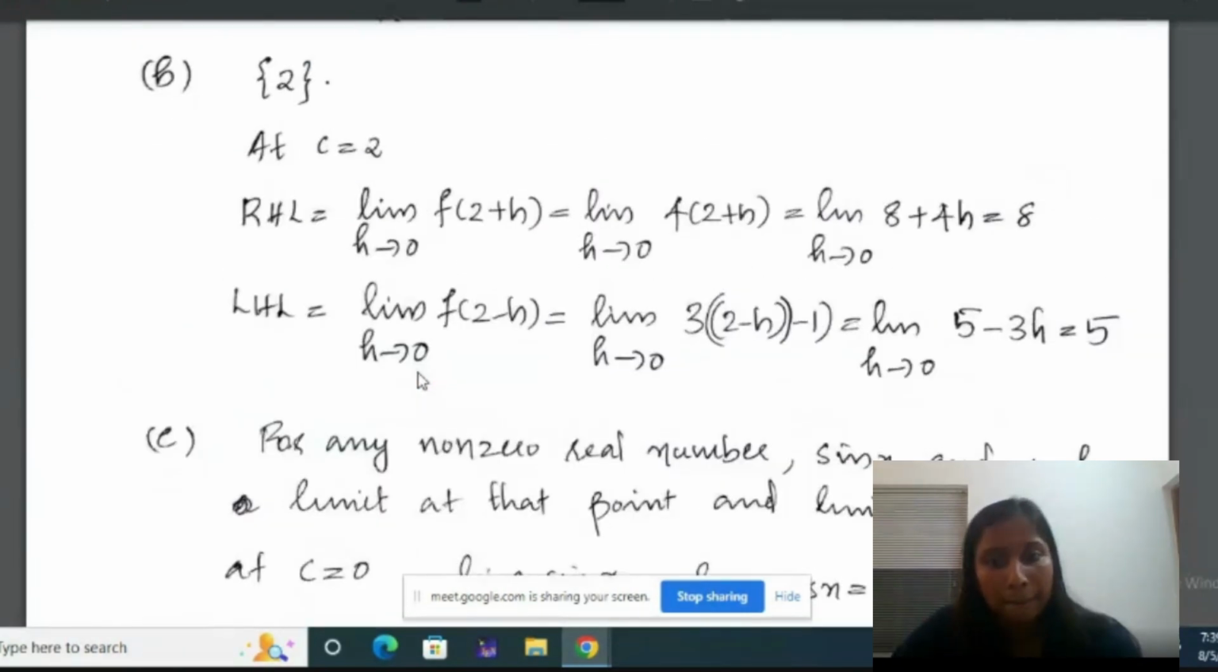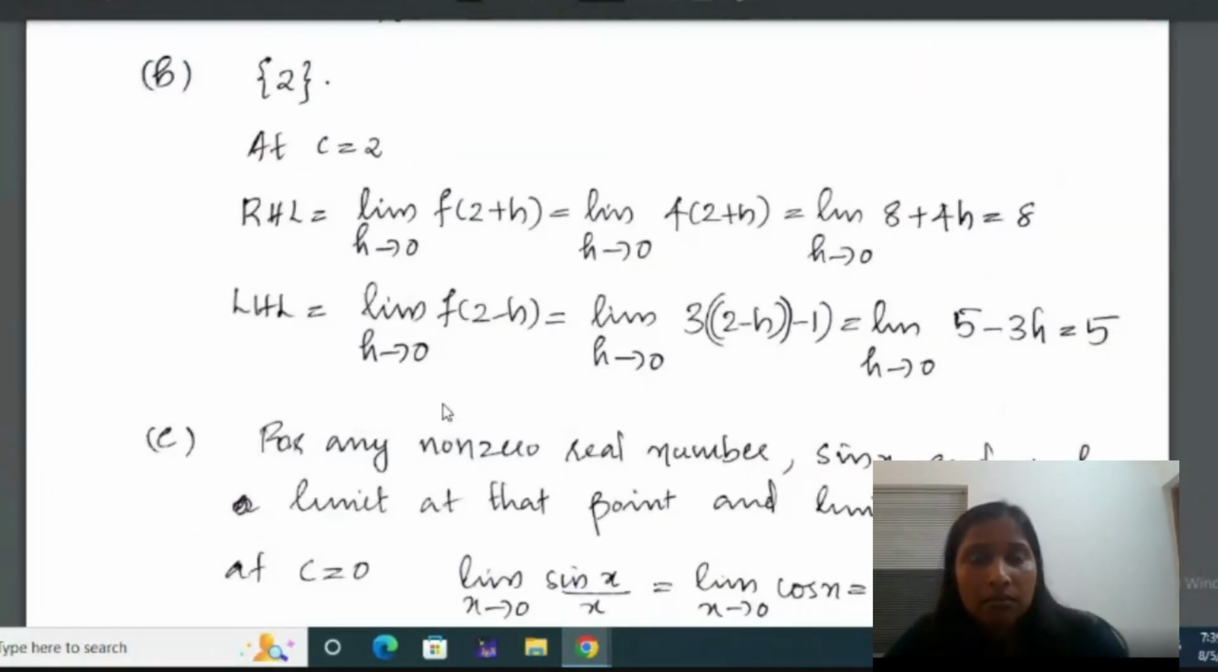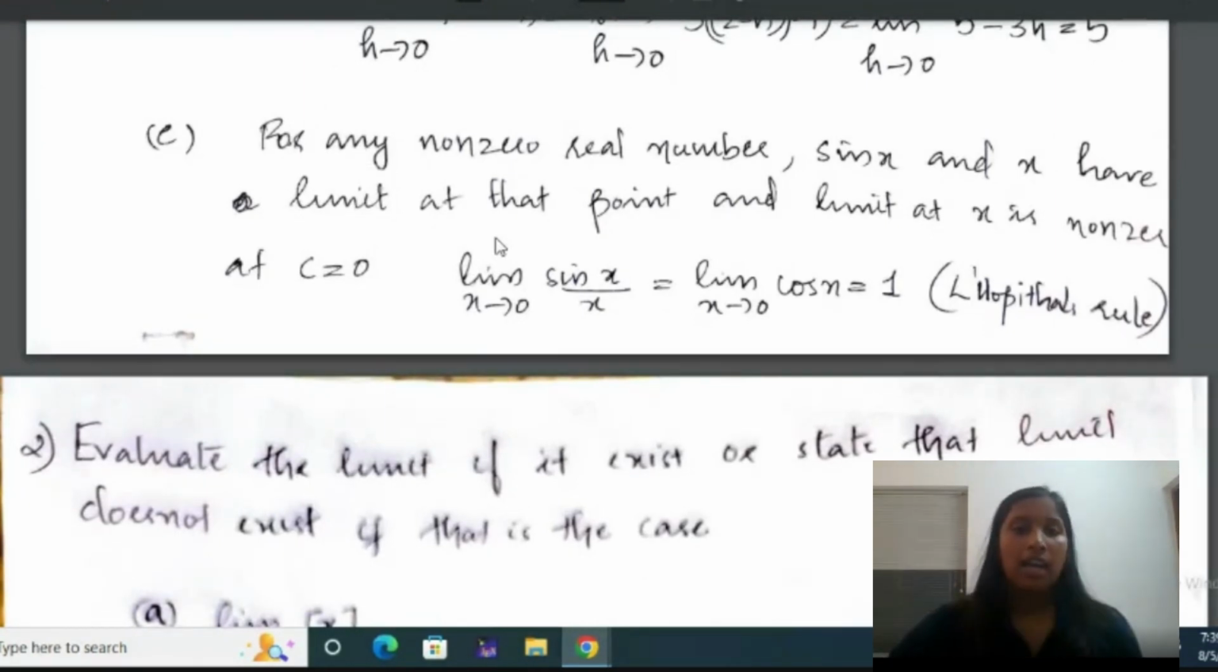For the third one, for any non-zero real number, sine x and x have limits at that point, because using the quotient rule from the algebra of limits, sine x and x have separate limits at any non-zero real number, and for the denominator function, that is x, the limit at a non-zero number is non-zero. So we can use the fourth result on the algebra of limits for non-zero real numbers. So there the limit exists. There may be some problem at c equal to 0, so we can check that.